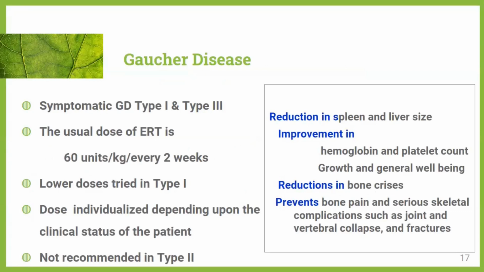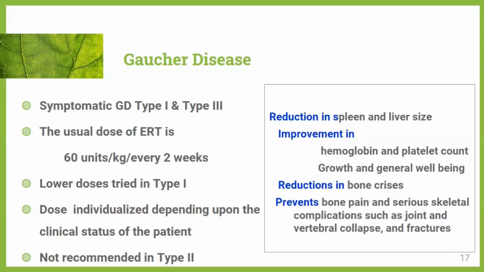So Gaucher disease, symptomatic GD type 1 and type 3. Type 2, usually we will not recommend enzyme replacement therapy because, as you know, type 2 has neurological involvement, and these enzymes are large molecules which will not cross the blood-brain barrier. In conditions with neurological involvement, it is very difficult to correct that. In type 3 it is recommended, but with severe neurological involvement, better not to give because the neurological problem will not be cured.